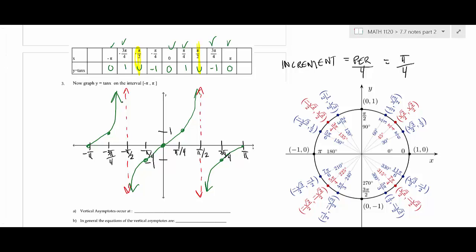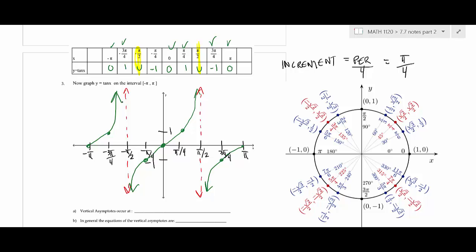So the idea is the period is defined by the asymptotes. Your 5 key points are asymptote, -1, 0, 1, asymptote, over and over and over again. Does that make sense to everybody? Is there any question anybody has with how I created that graph?